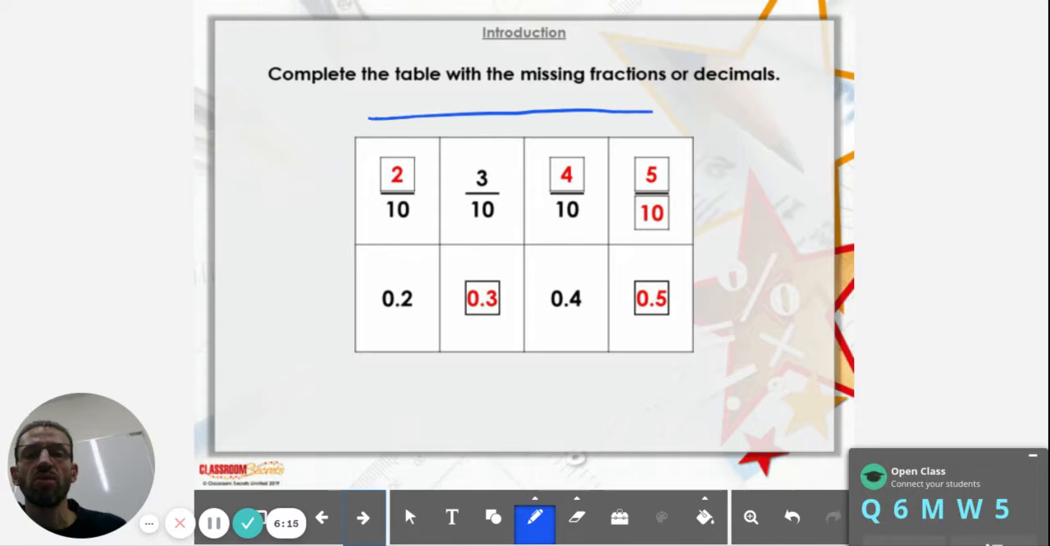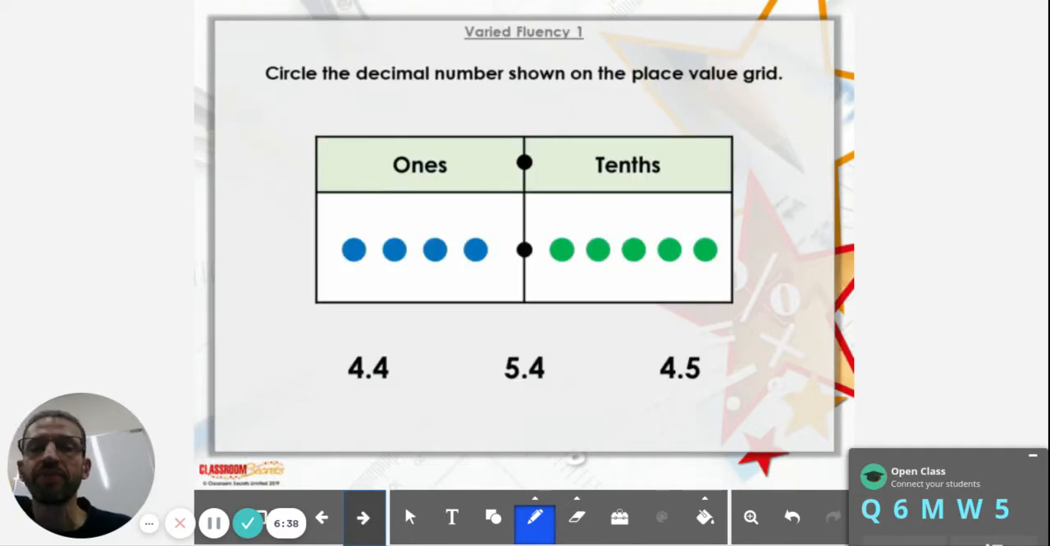And I don't want to swipe the screen to the right and lose my presentation. So there you go. These are all equivalent or equal. 2 tenths up here is the same. It is equal to 0.2. Or we use the word equivalent, which you remember from when we did fractions before. So that's how you would fill in that sort of question.